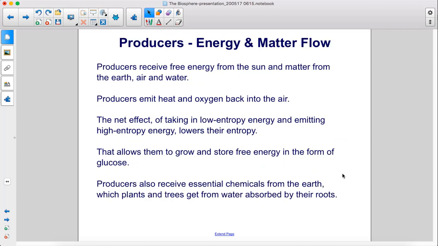Producers receive free energy from the sun and matter from the earth, air, and water. Producers emit heat and oxygen back into the air. The net effect of taking in low entropy energy and emitting high entropy energy lowers their entropy. That allows them to grow and store free energy in the form of glucose. Producers also receive essential chemicals from the earth, which plants and trees get from water absorbed by their roots.